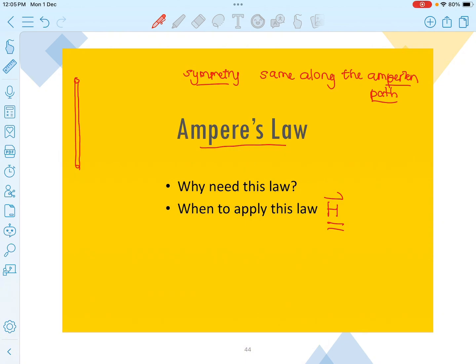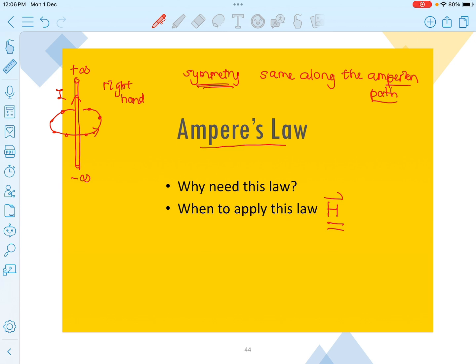If this is an infinite line, it extends to positive infinity and to negative infinity. By using your right hand, you can determine the direction of the magnetic field will be in this way if your current is going up. When I say symmetry, it means that all the points along this Ampere path have the same value of magnetic field.